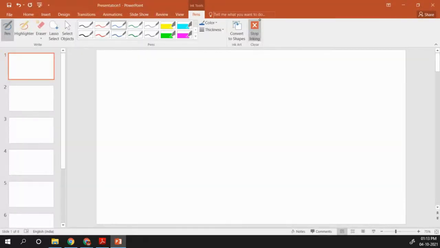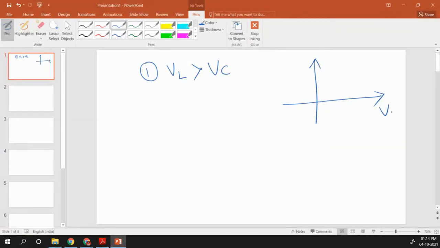So we will consider the first case. First case is your VL is greater than VC. Okay. So this is your y-axis. This is your x-axis. Okay. Here we consider your voltage across a resistor. Okay. And current will remain in the same phase, whereas this is the voltage across the inductor.